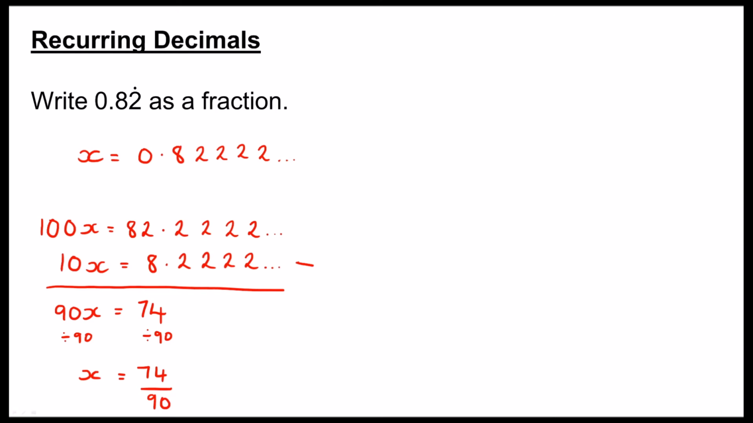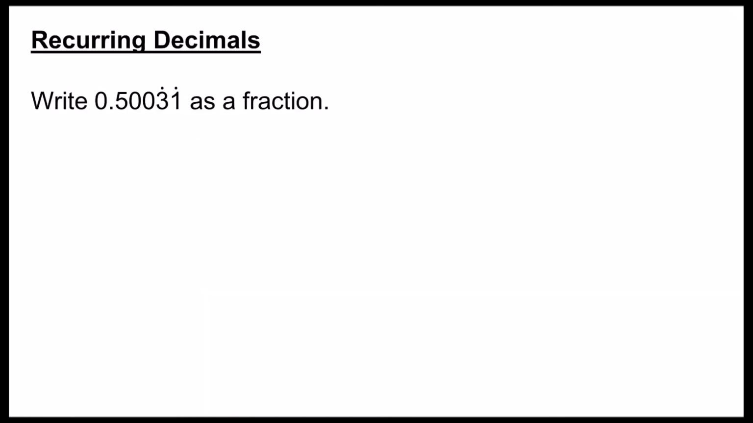As before, this fraction can be simplified, so if I divide the top and bottom by 2, I can say that's the same as 37 over 45. That means that 0.82 recurring, that's a fixed 8 and a recurring 2, can be written as 37 over 45 as a fraction.